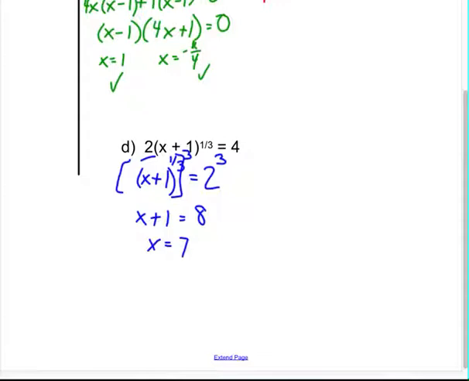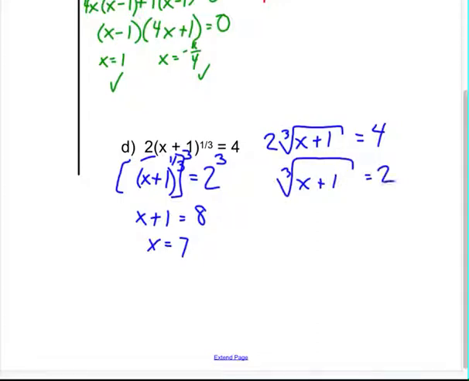Now for those of you that like the radical form, you could rewrite this as the cube root of x plus 1. The steps are exactly the same. Divide both sides by 2. Cube both sides to cancel the cube root. And subtract 1. That is it.